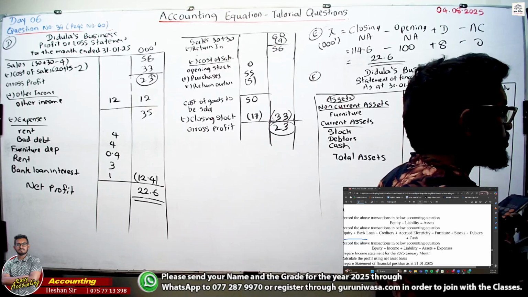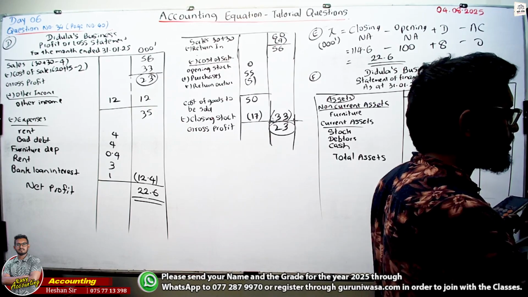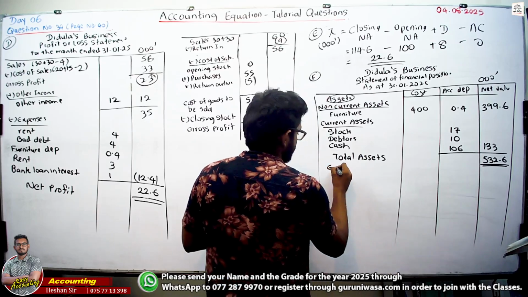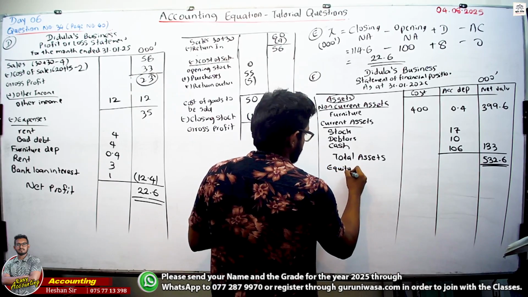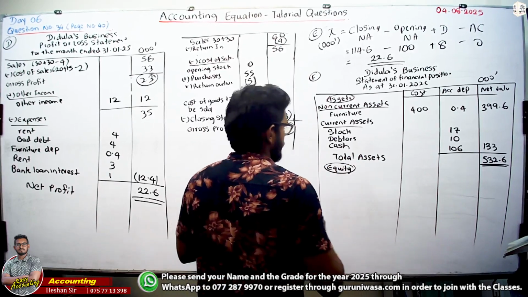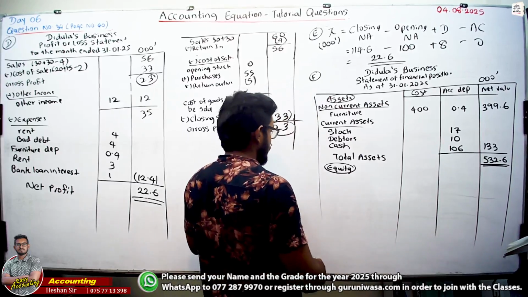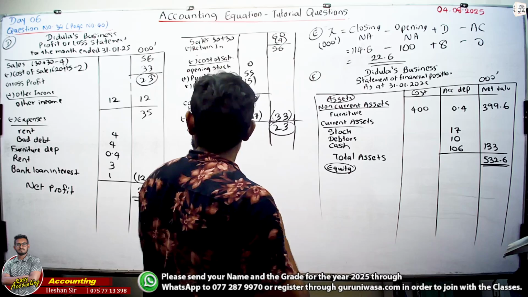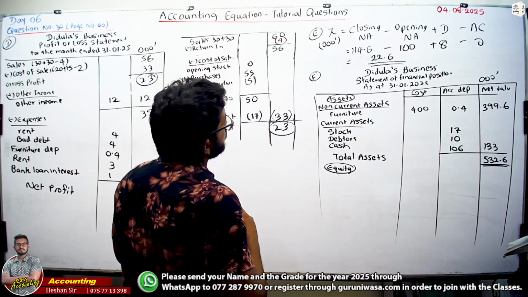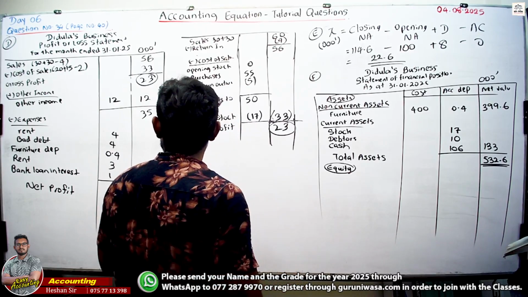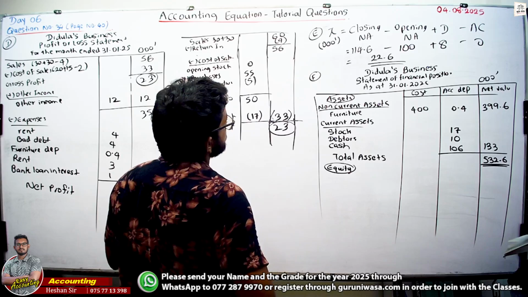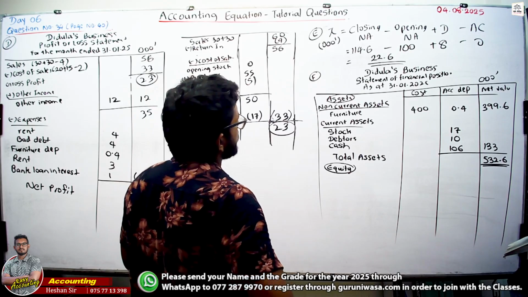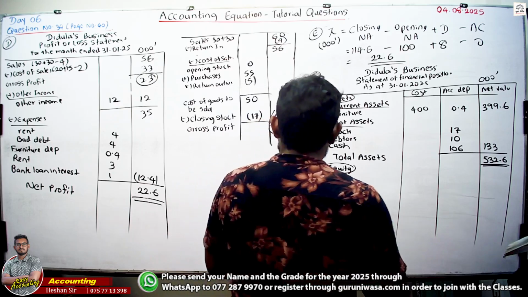So when we go to the other part, you can see equity. You can take the closing equity. How much was the closing equity? It's 114.6. Yes, sir. Right. So it's like this.